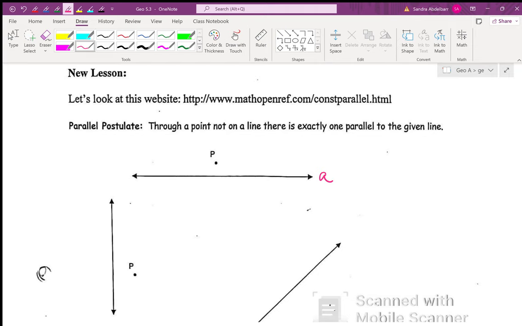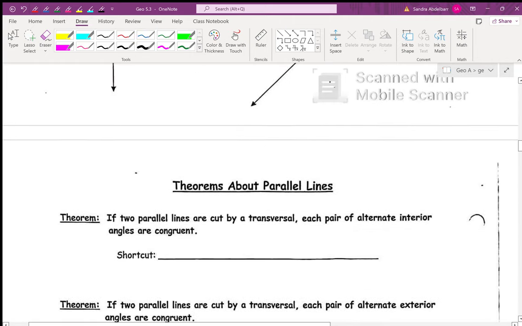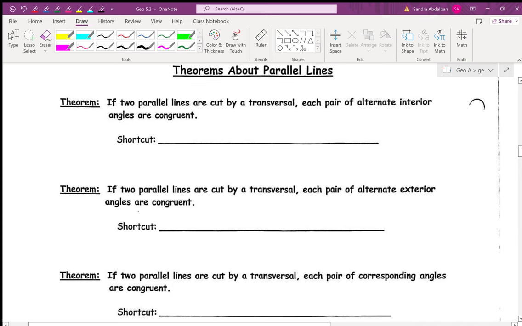So the parallel postulate allows us, and like I said, we're only using this in a very specific problem, but it will allow us to draw that line through P and say that it's parallel to A. Okay, and I'll let you know when we're going to need to use that. So let's go down to where it says theorems about parallel lines.